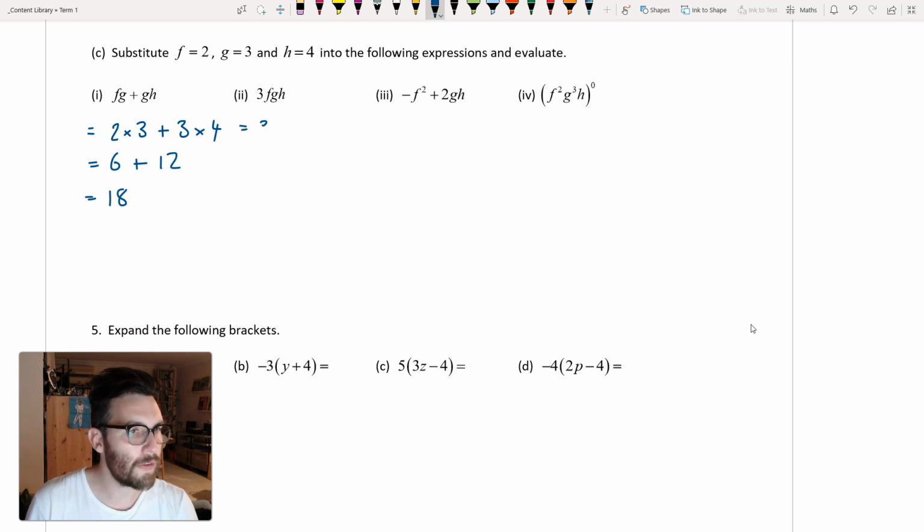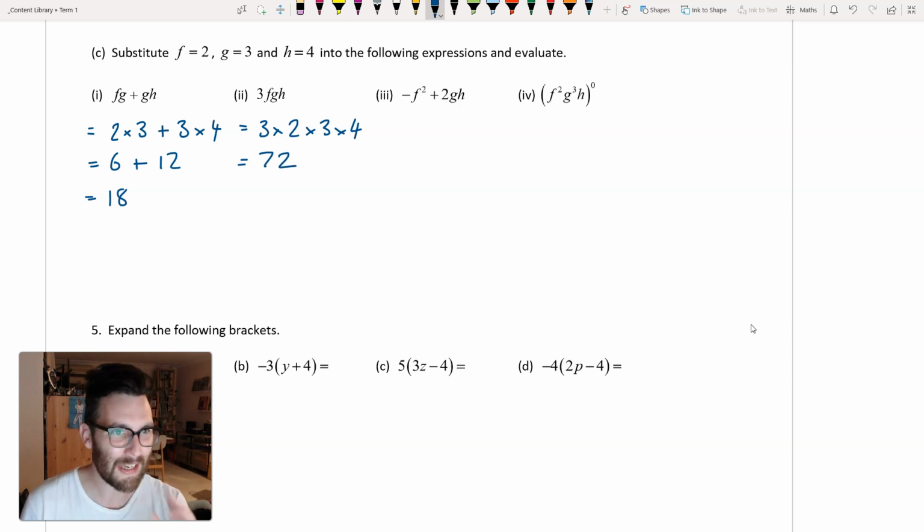Cool. Next one, 3 times f times h times g. So 3 times 2 times 3 times 4. So I'm just reading those numbers from the top here. So 3 times 2 gives us 6. 6 times 3 is 18. And 18 times 4 is 72, I'm pretty sure. It is late, bear with me.